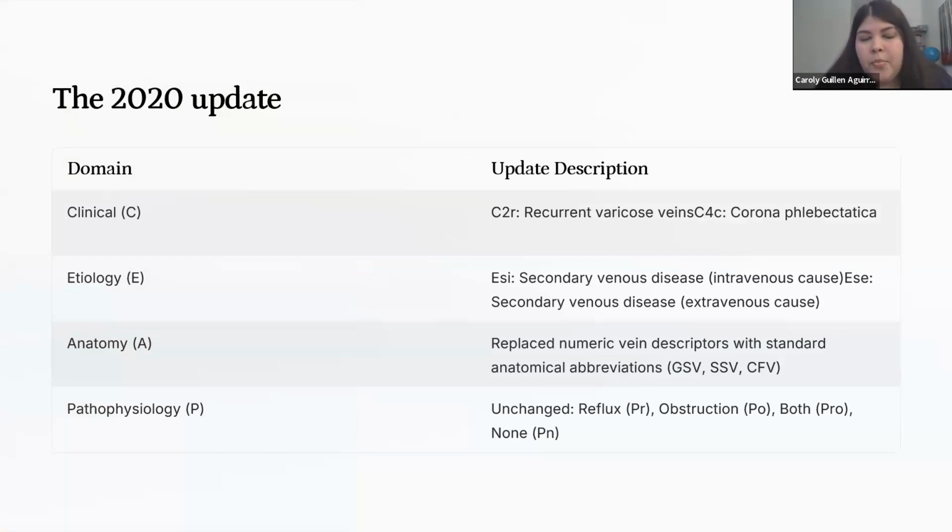So this is like a summary of what the 2020 update was and of the changes they made in the clinical, which I already mentioned. On the etiology, they further divided the secondary etiology in intravenous causes and extravenous causes, like intravenous causes like DVT and extravenous causes like CHF. And then the anatomy part, they replace the numeric vein descriptions with the standard anatomical abbreviations with GSV, SSV, CFV. And then the pathophysiology was unchanged.